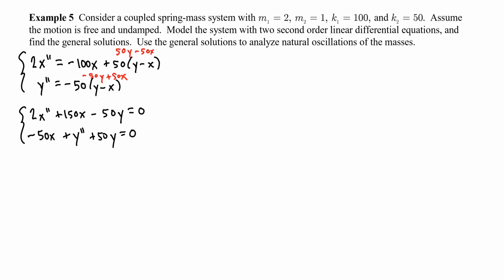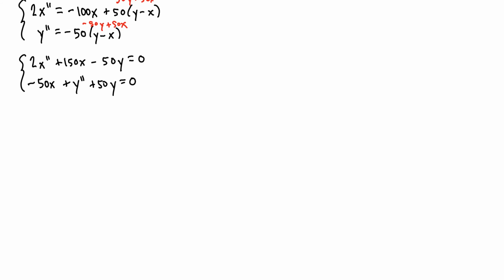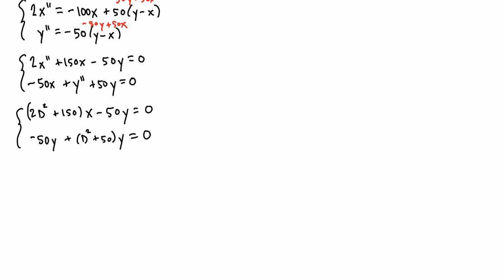Next, let's rewrite this system using operational determinants. So the first equation can be written 2D squared, that's a second derivative, plus 150 times x minus 50 times y equals 0. Second equation, negative 50y plus D squared, that's a second derivative, plus 50 times y equals 0. Notice that this system is homogeneous. That makes this particular method a lot easier.